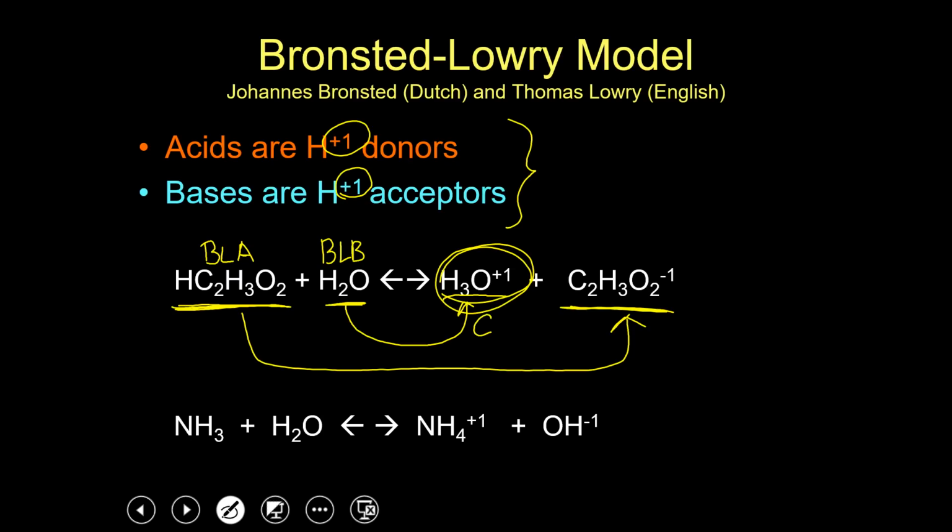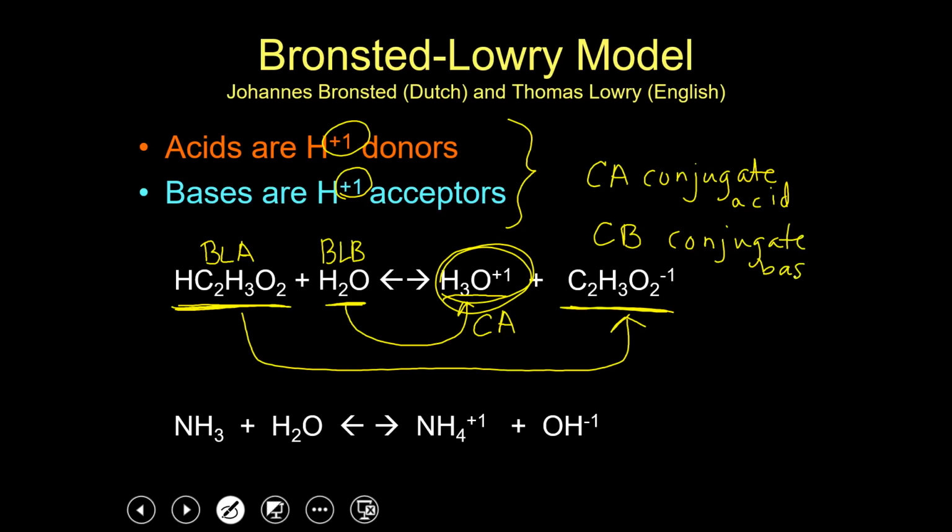So we will call the H3O the conjugate acid. So CA stands for conjugate acid, and you'll see that in the reading. And CB stands for conjugate base. Every Bronsted-Lowry base has a conjugate acid. In reverse, it's behaving like an acid.